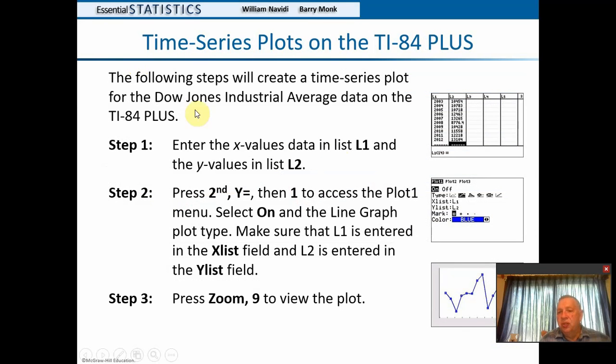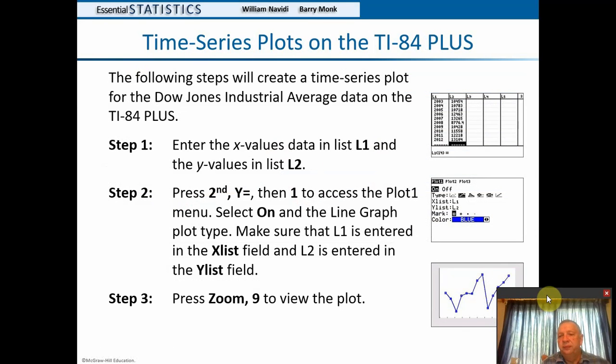So you can also do this in the TI-84. This time we'll go back to the list. So we would do our X values. Here's our time. The Y values in our L2. Then your second Y equal. And then you're just going to select, turn this thing on, do this type of data, whichever one you want to select. And then here's your X list, your Y list, a color if you want to do it. And then zoom 9 to view the plot.